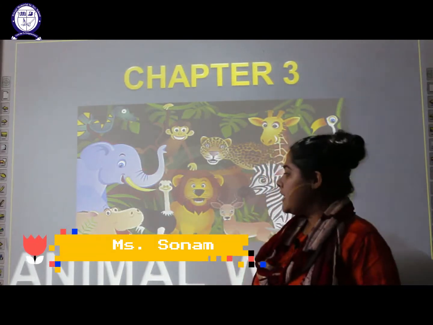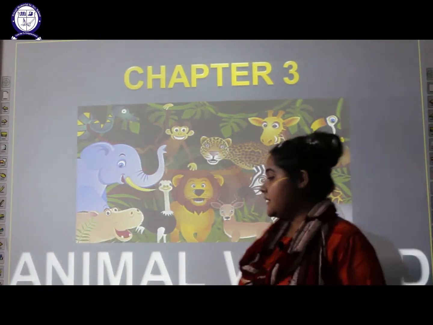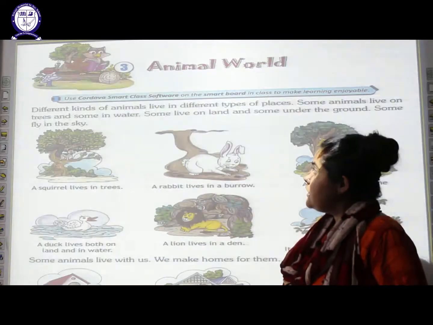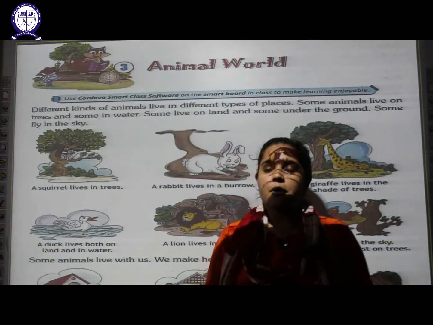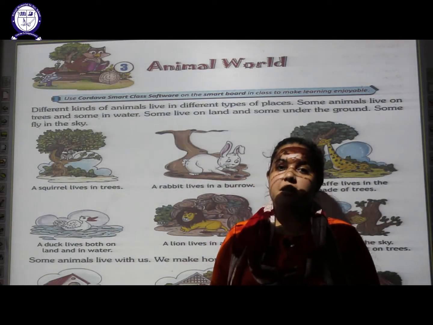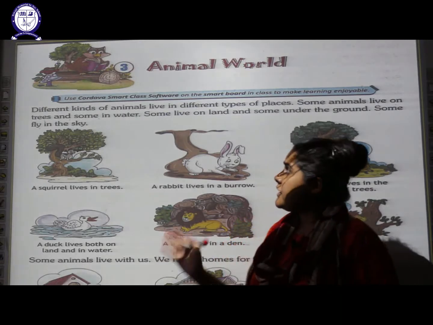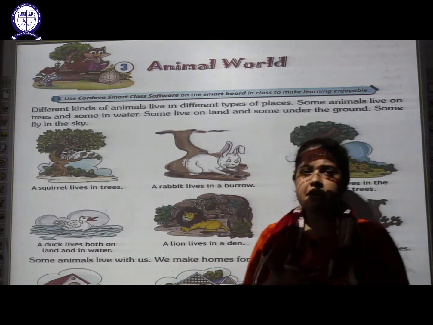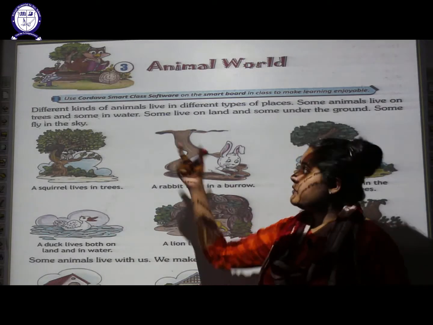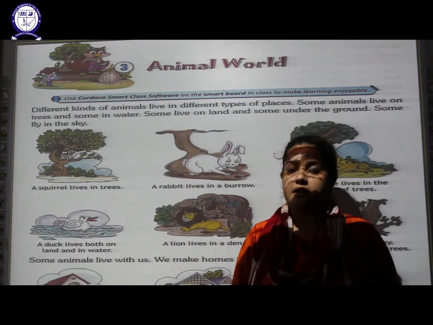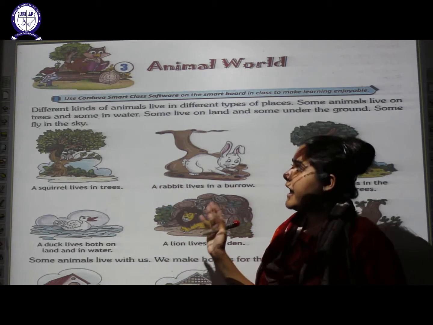We are going to start the third chapter of EVS, that is Animal World. So students, as you know, you might have seen there are different types of animals in your surroundings. There are different kinds of animals and they live at different places. That means the place where they live is called their habitat. So different animals have different habitats.